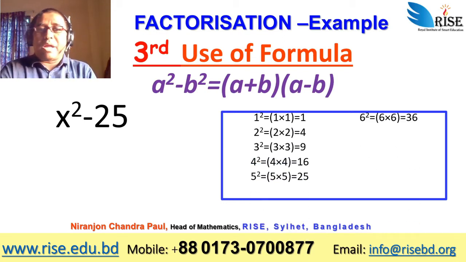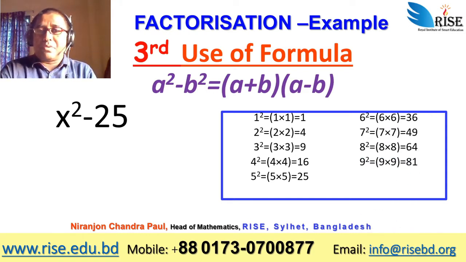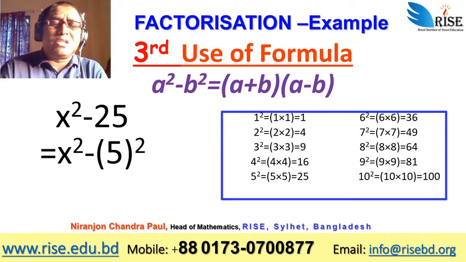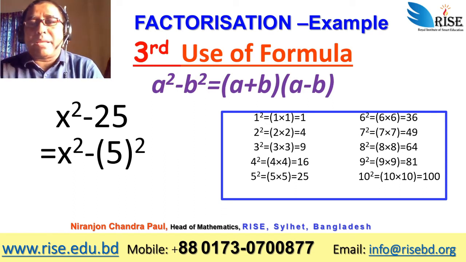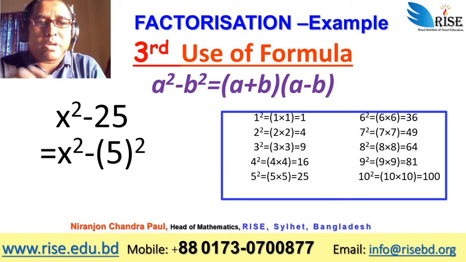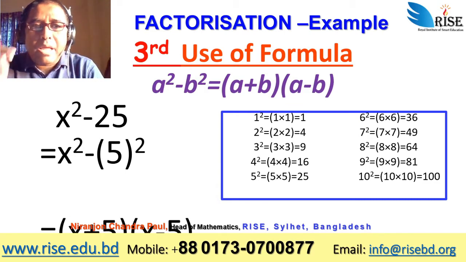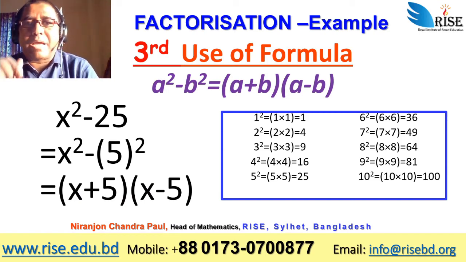So 1, 4, 9, 16, 25, 36, 49, 64, 81 and 100 are the square numbers. If there is 25, that means I can write 5 square, because my formula is a square minus b square. So to use this formula, I have to write x square minus 5 square. So a is x, b is 5. Now use the formula: a plus b into a minus b, that means x plus 5 into x minus 5.